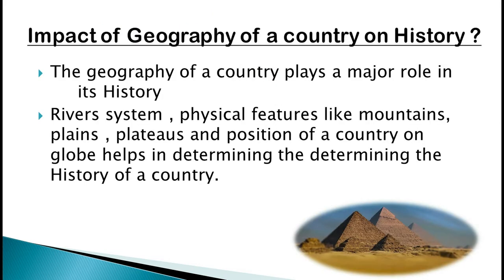The geography of a country plays a major role in its history. In geography, we cover river systems of countries, physical features of countries like mountains, plateaus, plains, and the location of a country on the globe. All these geographical features play a vital role in determining the history of a country. Like the River Nile helped in the development of Egyptian civilization.